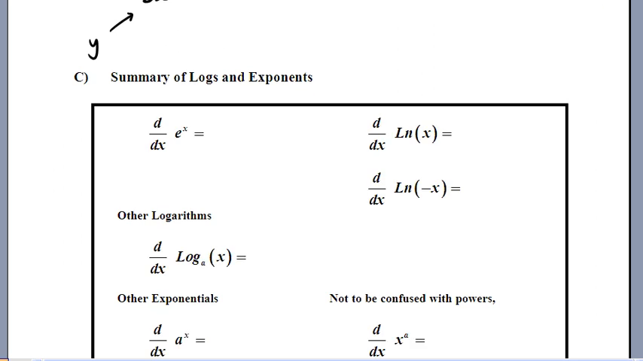Okay, before we hit the last page, just doing some last little practice, let's summarize what we know so far. The derivative of e to the x, it is the only nice exponential. Its derivative is exactly itself. The derivative of ln x is 1 over x. And something for later on in the course, the derivative of ln of opposite x is also 1 over x. That'll be important later.